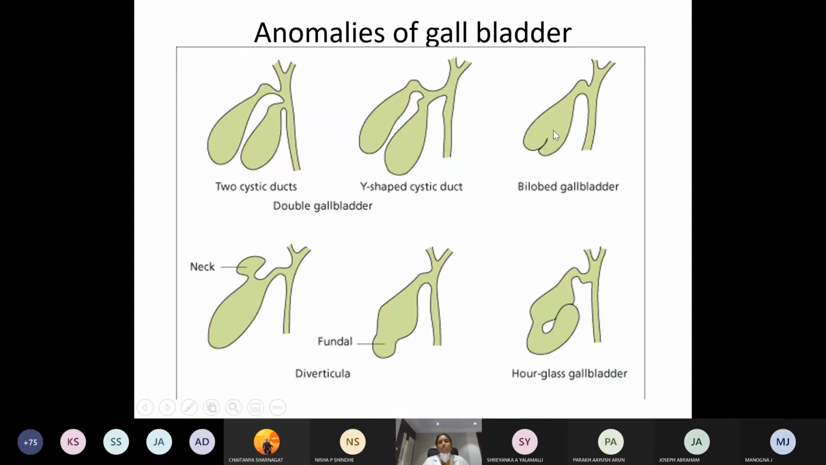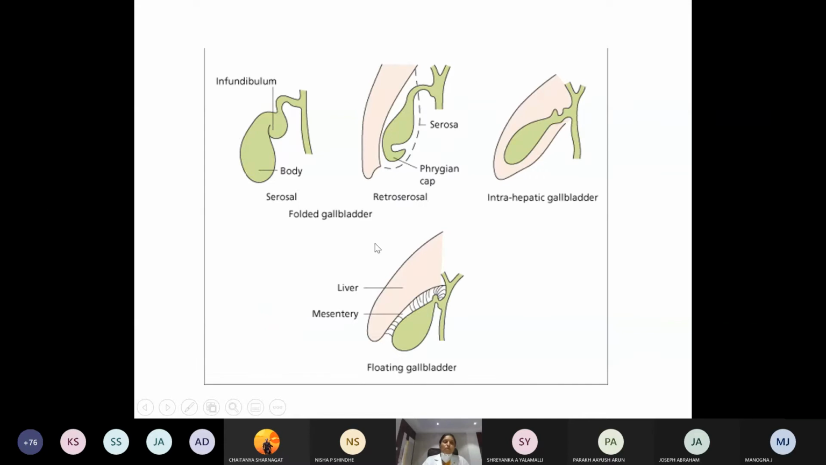A small septum that will divide the gallbladder into two lobes. The next is diverticular. A small diverticulum may arise either from the neck of the gallbladder or from the fundus of the gallbladder. Then there may be an hourglass constriction within the body of the gallbladder. Then folded gallbladder at the infundibulum, you can see here.